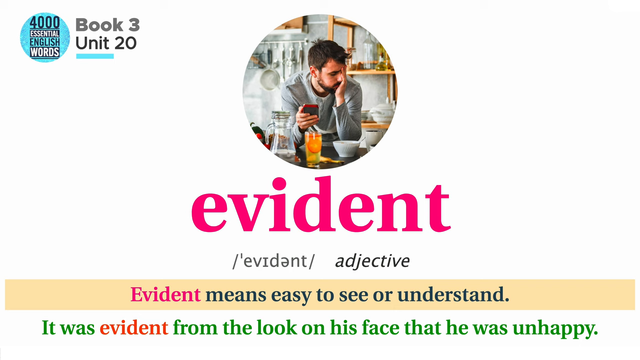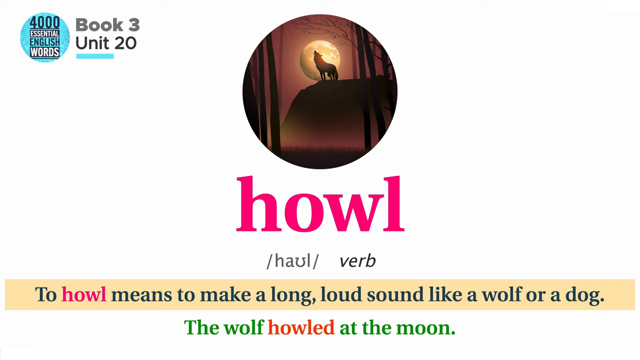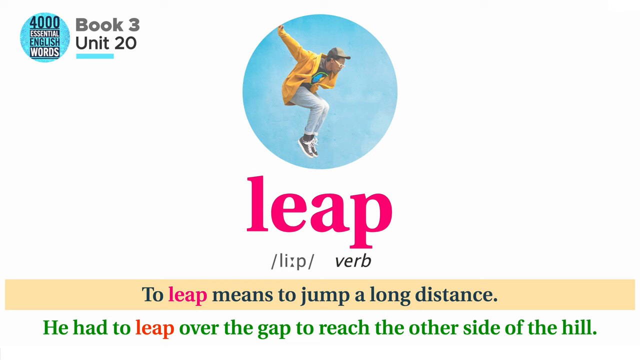Hail. Hail is ice that falls from the sky when rain freezes. The hail from the storm was the size of golf balls. Howl. To howl means to make a long, loud sound, like a wolf or a dog. The wolf howled at the moon. Leap. To leap means to jump a long distance. He had to leap over the gap to reach the other side of the hill.